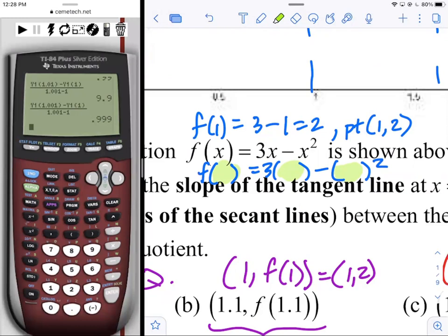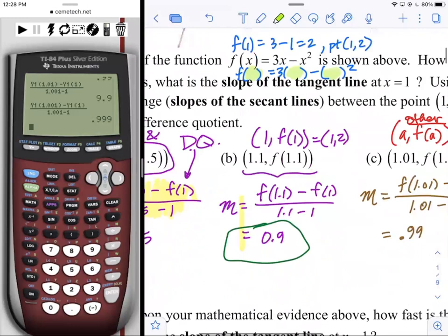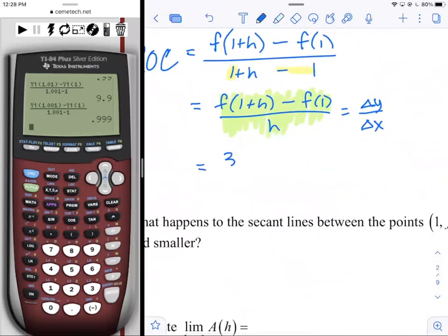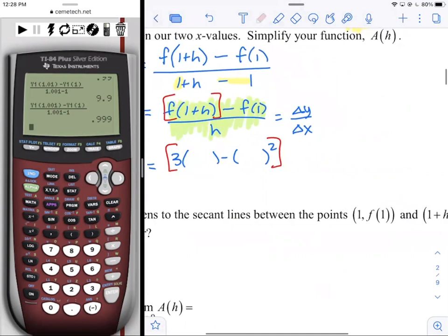So f of 1, blah, blah, blah. What am I going to plug in? I'm going to plug in a 1 plus h. Yes? So 3 blob minus blob squared. So here we go. This is going to be 3 blob minus blob squared. And if you want, you can show the association, like with brackets. Sometimes that helps. Minus, let me go ahead and plug it in, 1 plus h, 1 plus h. So this 1 plus h here is the same 1 plus h that I plugged in there.